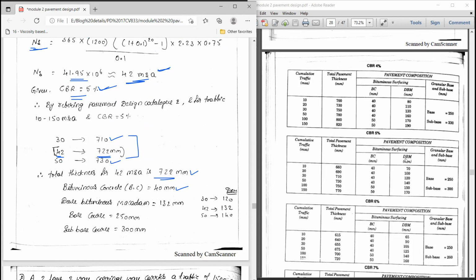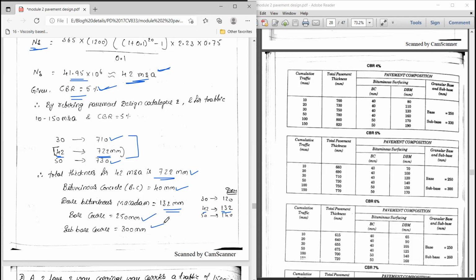Then DBM stands for dense bituminous macadam. For 30 MSA traffic it is 120, and for 50 MSA traffic it is 140. So do the interpolation between 120 and 140. For 42 MSA, it is equal to how much? 132 mm. So that's what I had written here. And base course is 250 mm and sub base course is 300 mm.